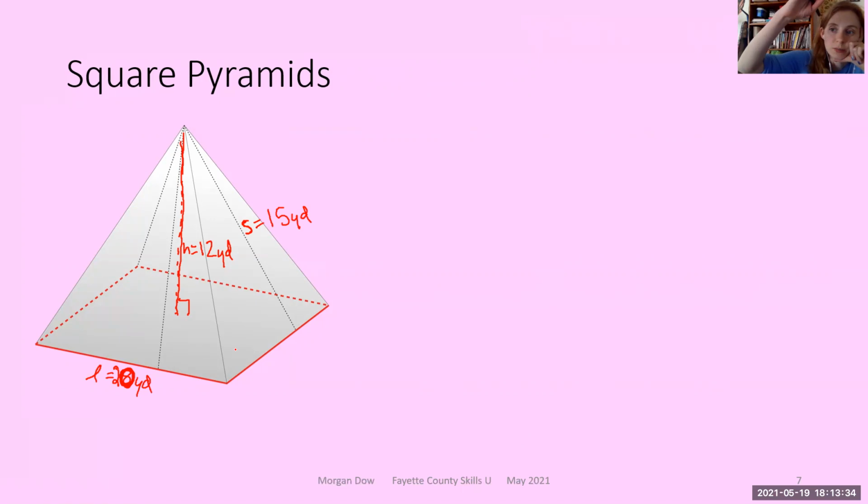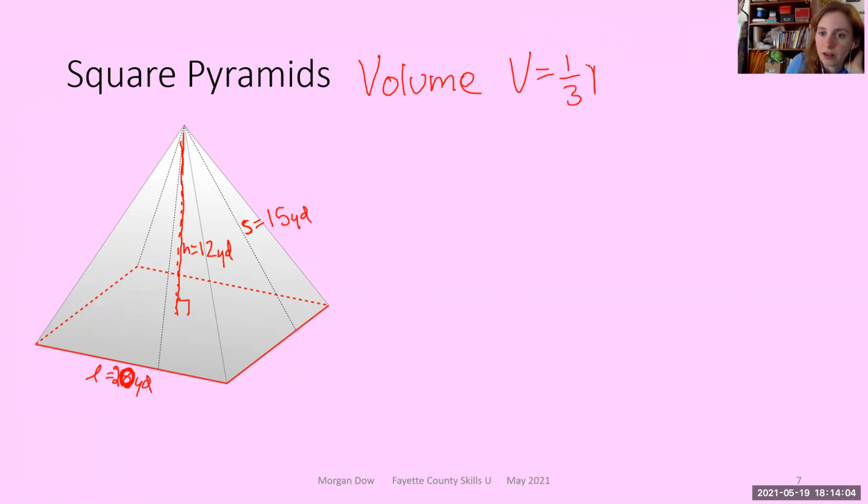And then we're also going to be using the slant height. So the slant height goes up the side. It's that diagonal measurement going up the side of the pyramid. It's like if you were to walk up the side of this pyramid, you would be walking 15 yards. So those are the measurements we're going to need to use. Let's start with volume. We'll practice calculating volume. The formula says that the volume of a pyramid is 1/3 the area of the base times the height.